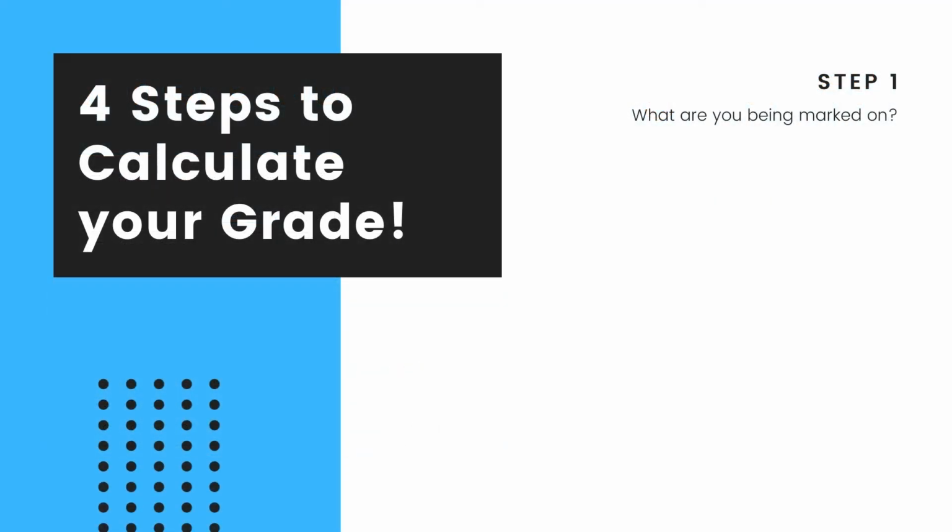The next thing that I'll introduce are 4 steps used to calculate the weighted value of your grades. This will allow you to keep track of your progress throughout the term. The first step is simply writing down what you're being marked on. So this is where you would write quiz number 1 or midterm or assignment number 1.